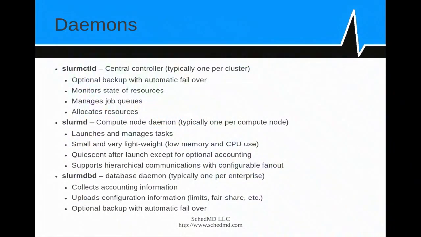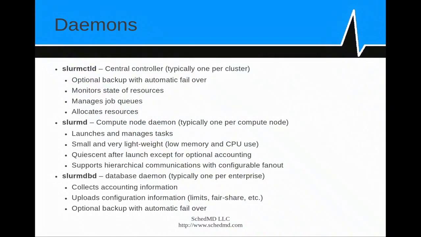So here are your daemons. You've got a control daemon, typically one main one per cluster, with an optional backup. Like I said, it monitors the state of all the resources, it manages the queue of jobs, and it allocates the resources. Basically, this is where almost all of the work happens.